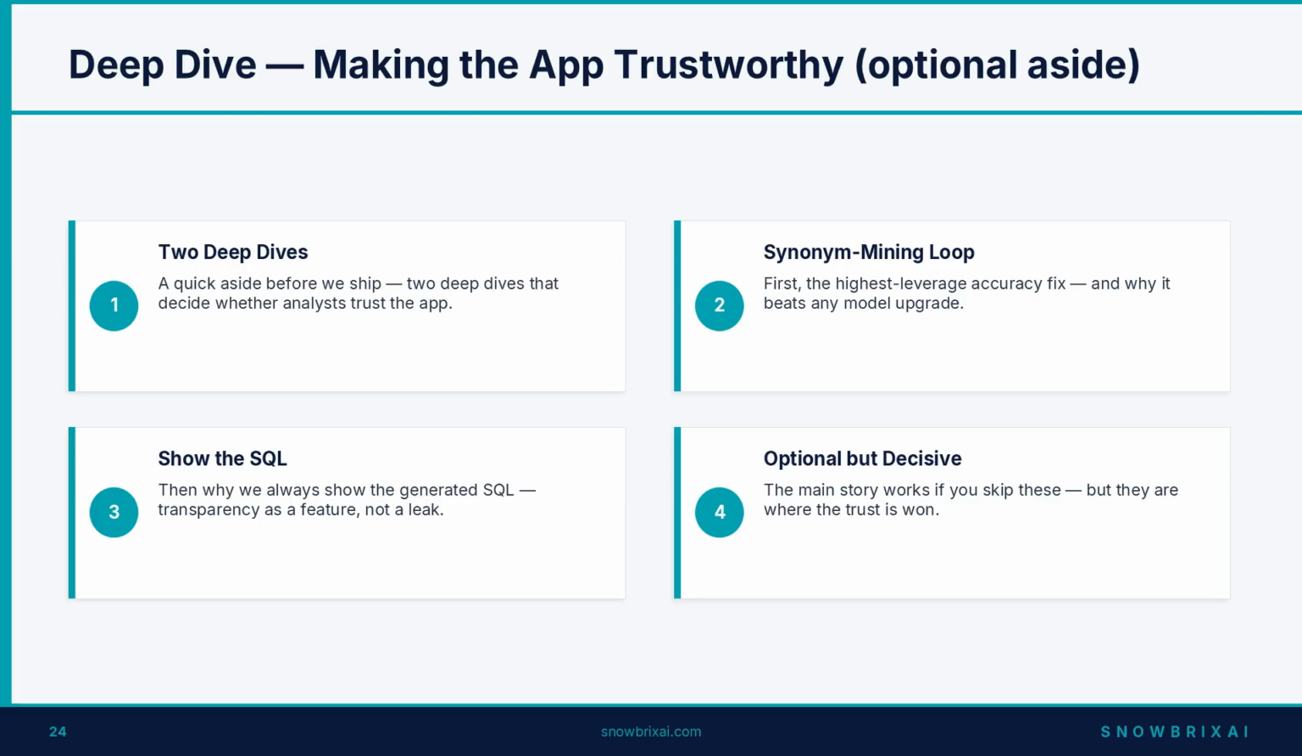Quick aside before we ship: two deep dives. They are optional. The main story still works if you skip them, but they are exactly where analyst trust is won or lost. First, the synonym mining loop, the highest leverage accuracy fix, and why it beats any model upgrade. Then why we always show the generated SQL: transparency as a feature, not a leak. So stay for these if you want the app analysts actually believe. Skip ahead if you just need the build.